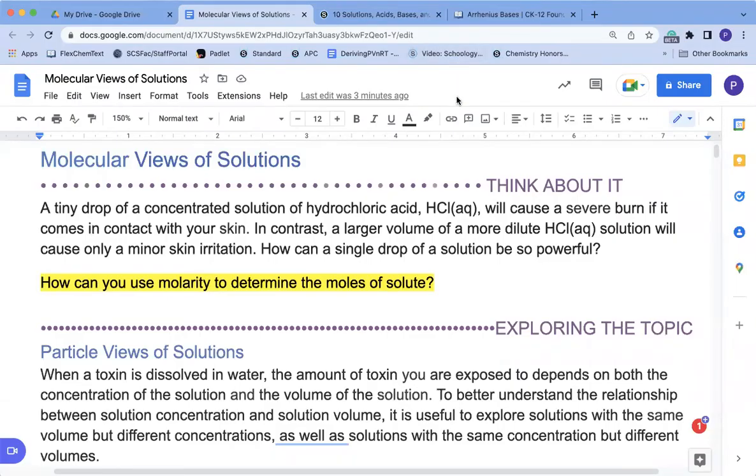So some of us are struggling a bit with solutions, and so I want to offer a little bit of help here. First thing that we need to do is to read carefully this molecular views of solutions.